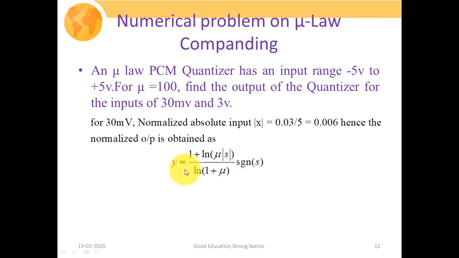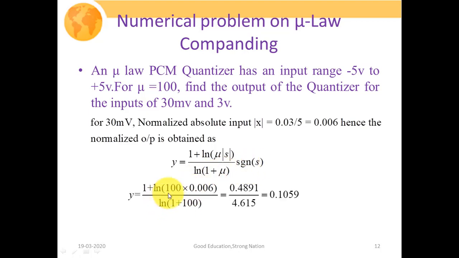and hence the normalized output would have been obtained as y is equal to ln of 1 plus mu times the normalized value of our input signal, divided by ln of 1 plus mu, times the sign of s. So it would have been calculated as ln of 1 plus, at the place of mu we have put 100, and the normalized signal strength we had already calculated as 0.006, over ln of 1 plus 100. So that turns out to be 0.4891 divided by 4.615. That turns out to be 0.1059. Again, we need to understand that this is the normalized value of our quantizer output.